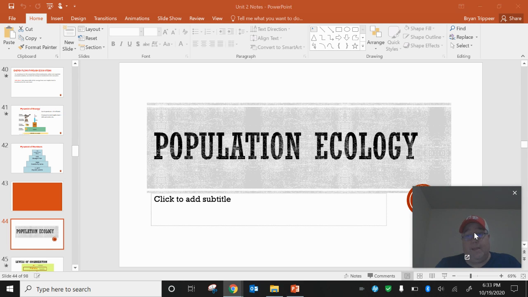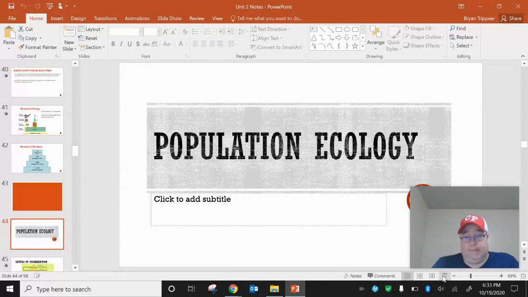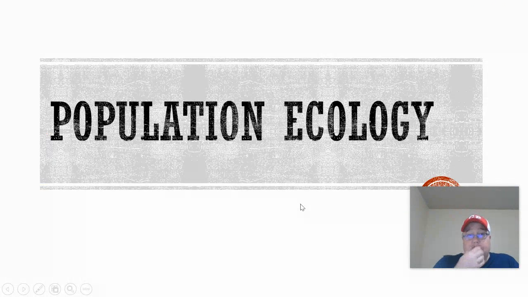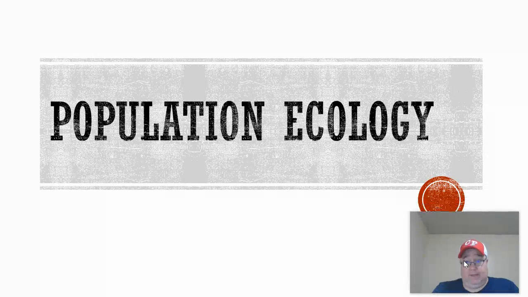All right, pre-AP biology. In this video, we are going to continue with our unit on ecology, and we're going to focus mainly on population ecology. Like before, the last couple of weeks, we've been talking a lot about abiotic and biotic factors and ecosystems, and we're going to take a little bit of a different spin on things today.